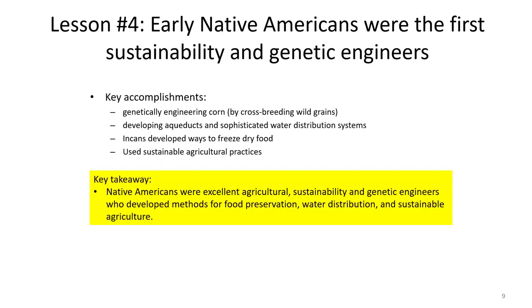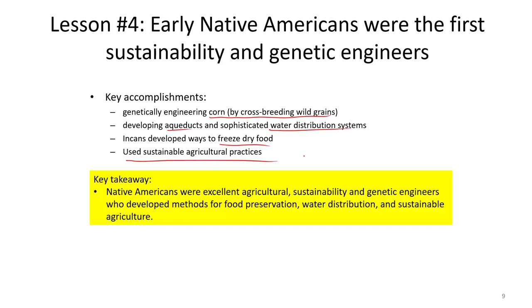Okay, moving on. Lesson 4. Early Native Americans were the first sustainability and genetic engineers. Native Americans accomplished a lot. They genetically engineered corn by crossbreeding different grasses and grains. They developed aqueducts and water distribution systems. Incans developed ways to freeze-dry food, and many Native Americans used sustainable agricultural practices.